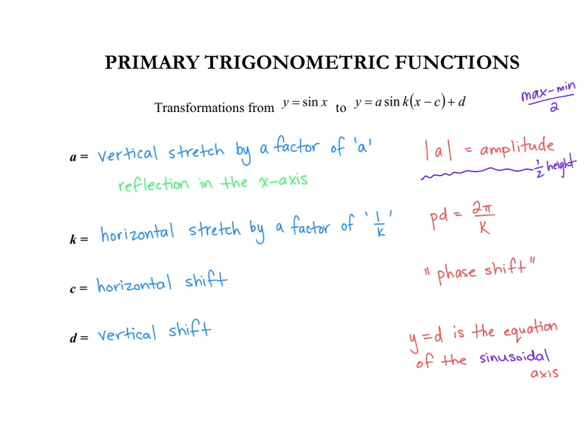You'll recall we have an amplitude for our sine and cos curves, but we do not have an amplitude for our tan curve. So we can have a vertical stretch for our tan curve, but we do not state it in terms of an amplitude because our tan curve continues to go forever to positive infinity and forever to negative infinity. It does not have a maximum or minimum value.